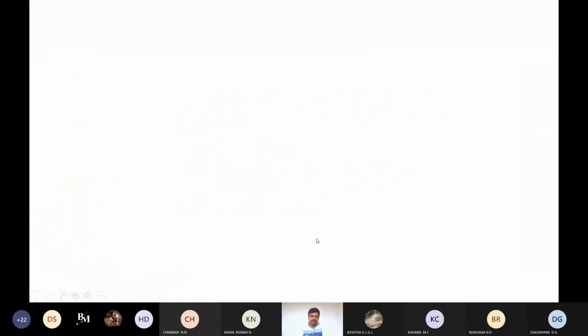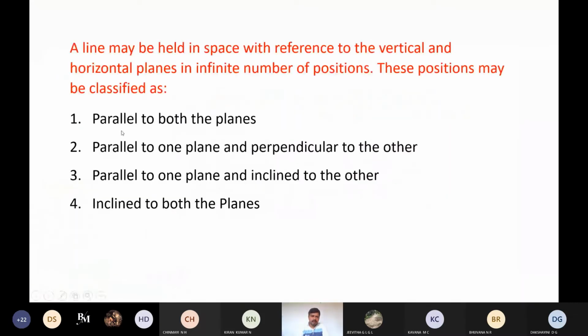Okay, as we discussed, a line can be held parallel to both planes, that is HP and VP; parallel to one plane and perpendicular to the other; parallel to one plane and inclined to the other; and inclined to both the planes. These four positions we have discussed with the help of that video. Later I will share that video. In that video I have also explained this in detail. You can go through that and you will understand it in a better way.